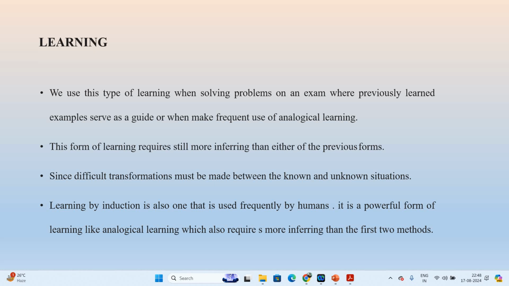Okay, this form of learning requires still more inferring than either of the previous forms, and difficult transformations must also be made between known and unknown situations. Next, learning by induction is also used by humans, and it is a powerful form of learning like analogical learning, which also requires more inferring than the first two methods. So analogical learning is relating the current situation to a similar or exemplary situation, which helps us to solve mathematical problems, and some powerful form of inferencing, some induction also, we will do that.